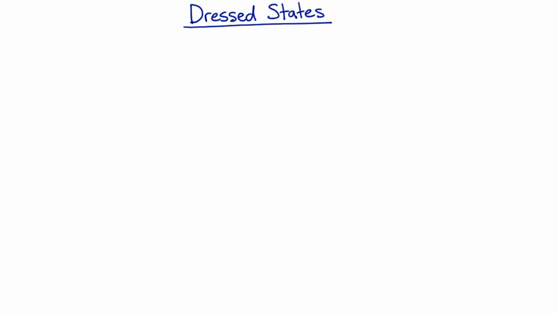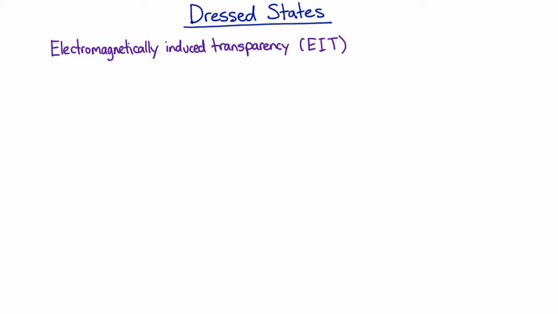The final example of dressed states I'd like to look at is that of electromagnetically induced transparency. You can make a simple model for this phenomenon with just a three-level atom. If you have a transition in an atom between two levels, then you also have a third level. This is often called a lambda configuration because you've got transitions like that and transitions like that, and that's the sort of Greek letter lambda.